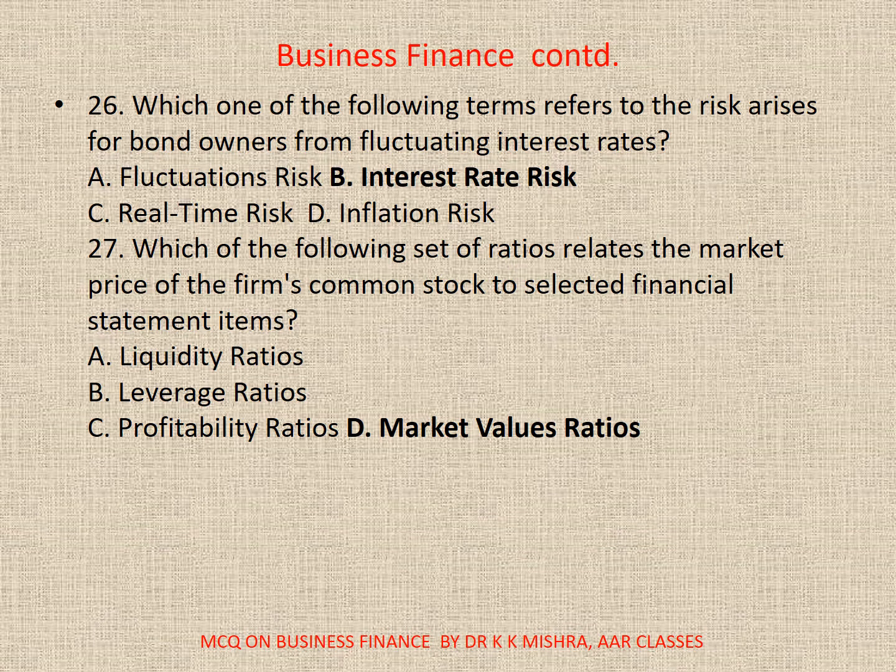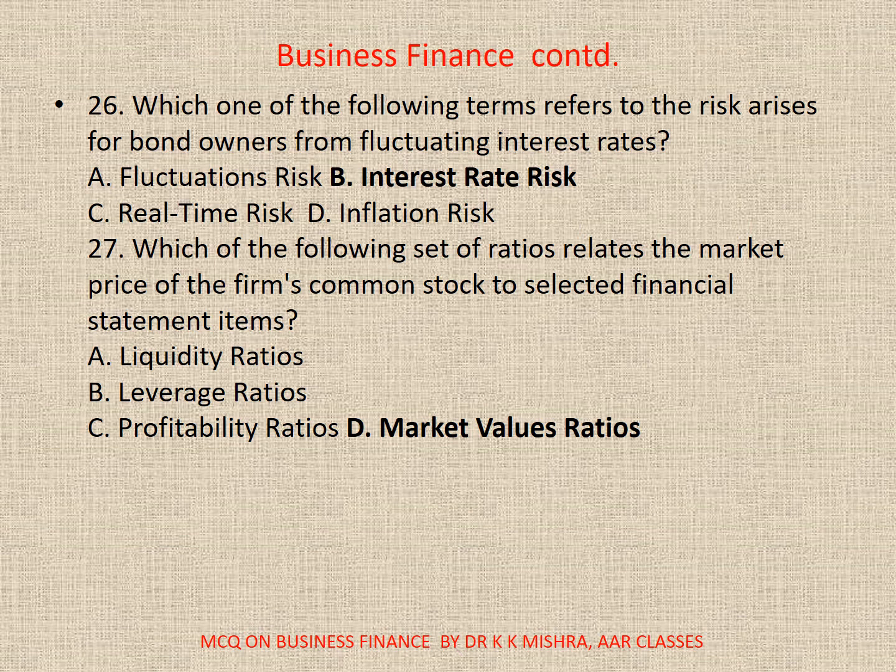Question 26. Which one of the following terms refers to the risk that arises for bond owners from fluctuating interest rates? A. Fluctuations risk, B. Interest rate risk, C. Real time risk, or D. Inflation risk. The correct option is B. Interest rate risk.